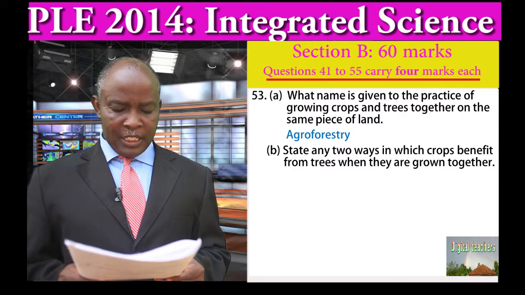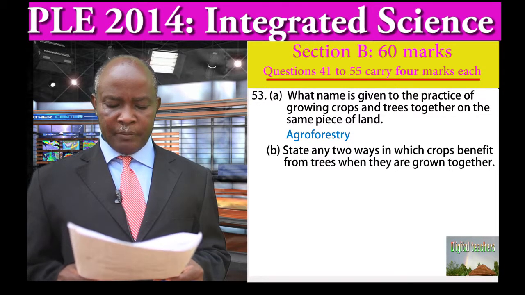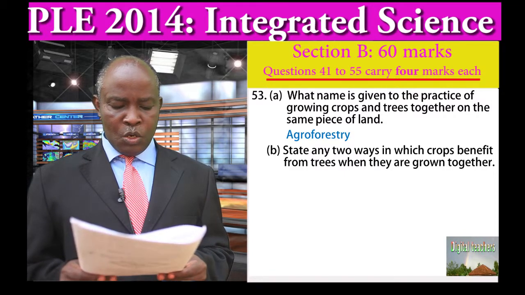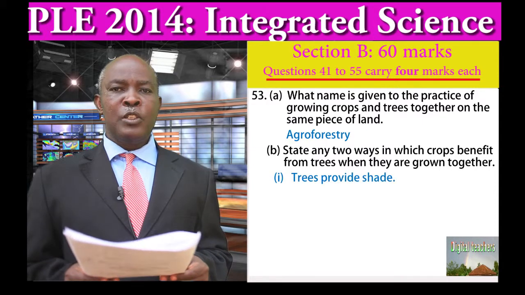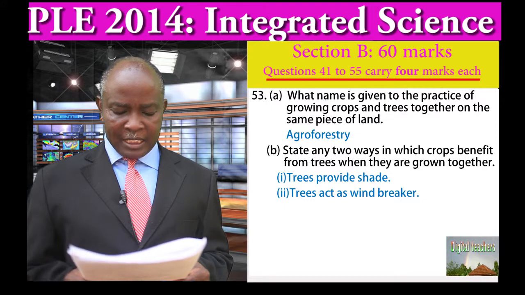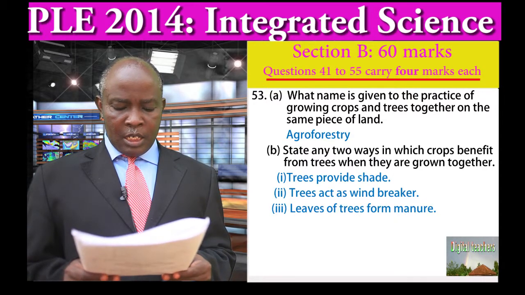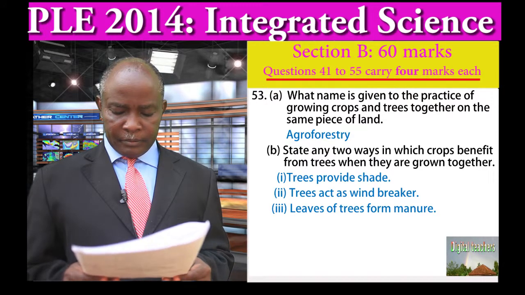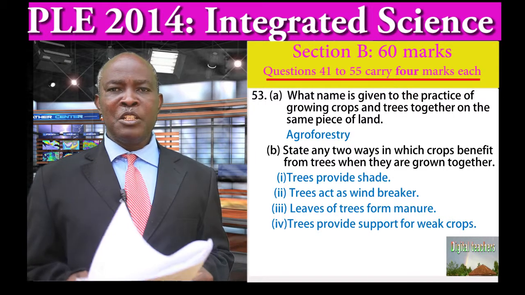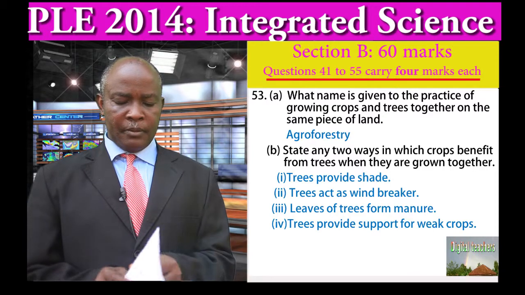Part B. State any one way in which crops benefit from trees when they grow together. Trees provide shade. Trees act as windbreakers. Leaves of tree form manure. Trees provide support to weak crops.